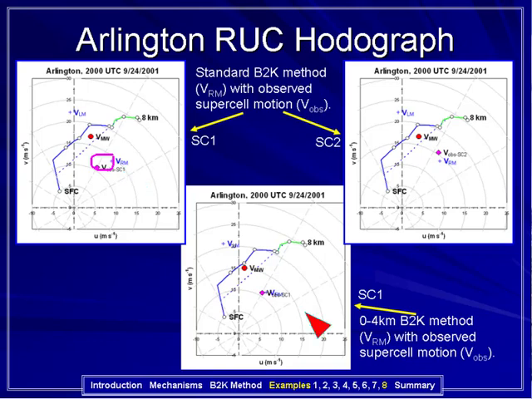So what if we use a shallower layer for the mean wind, which I do in the lower middle display? This mean wind is calculated over the lowest 0 to 4 kilometers, and we see now that the observed motion of supercell 1 and the predicted motion of supercell 1 are much closer. And again, that's using a modified B2K method with a 0 to 4 kilometer mean wind. Now if we look in the upper right-hand display, this is the same hodograph as we saw at the beginning, with the 0 to 6 kilometer mean wind and the B2K method predicted based on that 0 to 6 kilometer mean wind. Now we see that the observed motion of supercell 2 and the predicted motion are much closer together. So again, you need to be aware of what kind of storms you have in your environment, whether they are low-topped or your typical tall supercells.